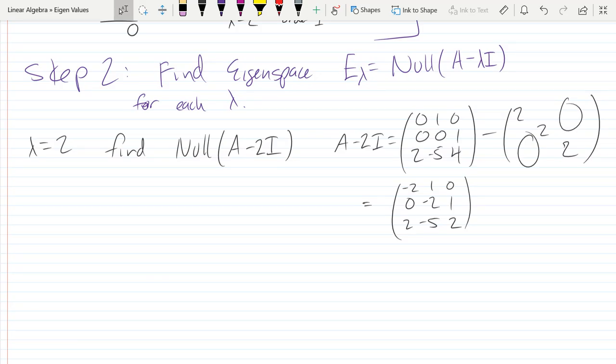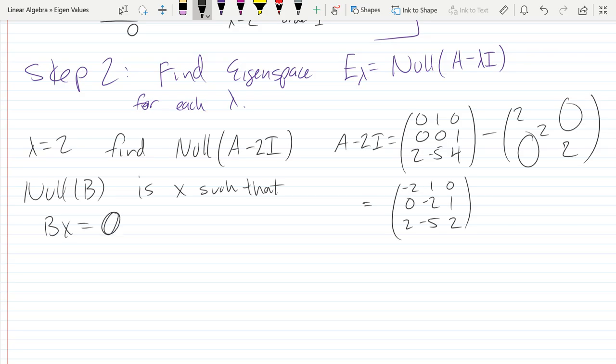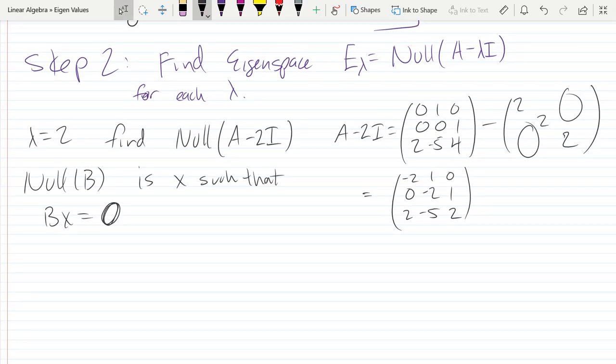All right, null space. How do we get the null space? Set the equations equal to zero. So which equations? The rows. Set the rows equal to zero. So we'll look at the definition of null. So null of B is x such that Bx equals the zero vector. So that's our null space. So we got to create an equation. It is equal to zero, but it's multiply on the left by this A minus 2I matrix, and then set it equal to zero.